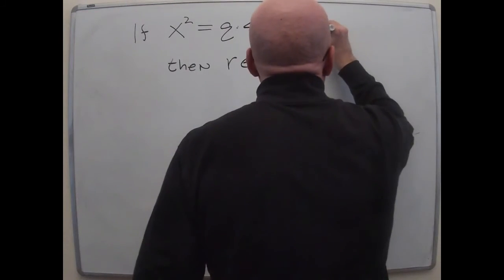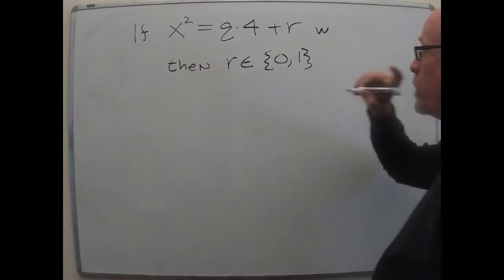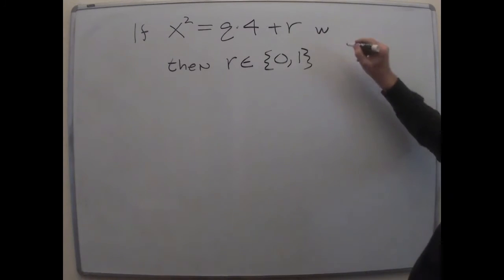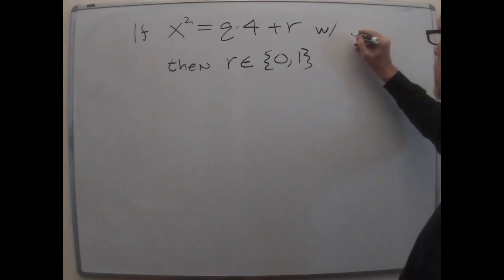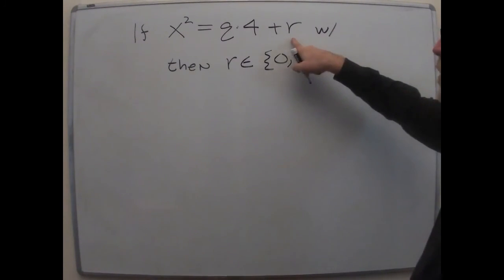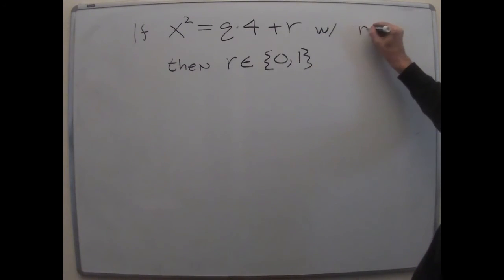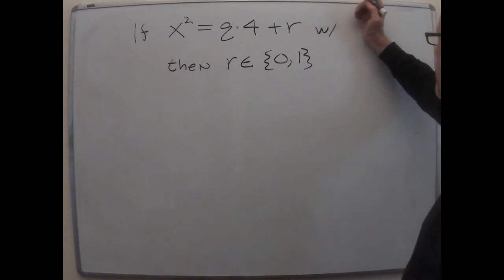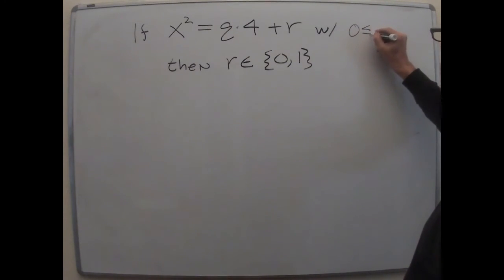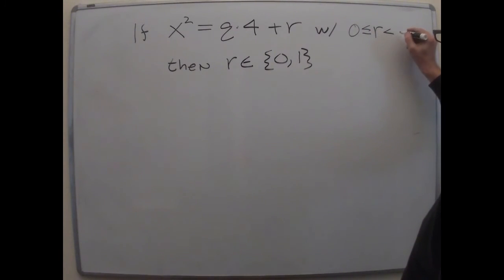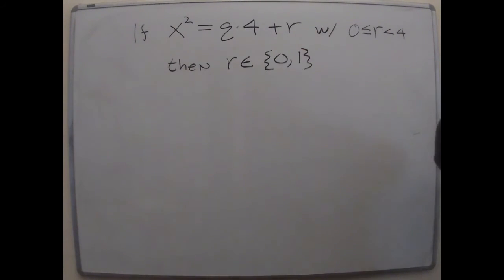I should be more careful. I wanted this to be the quotient remainder theorem statement, so I have to put on the proviso that goes with that makes this a unique expression, which is that r, all right, not quite there, 0 is less than or equal to r is less than 4. We're thinking about dividing by 4 and getting quotient remainder form for that.